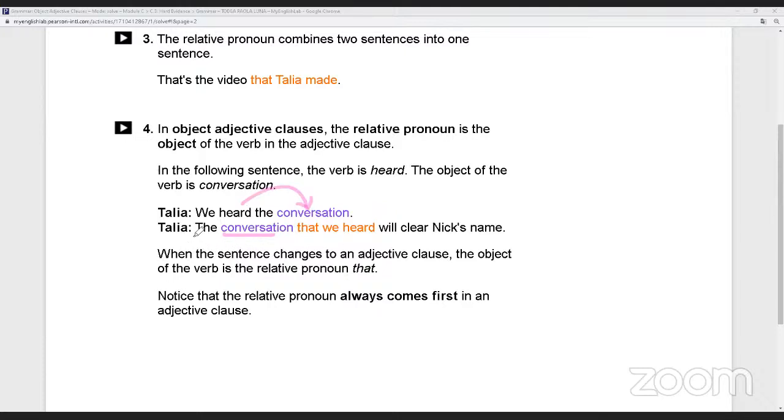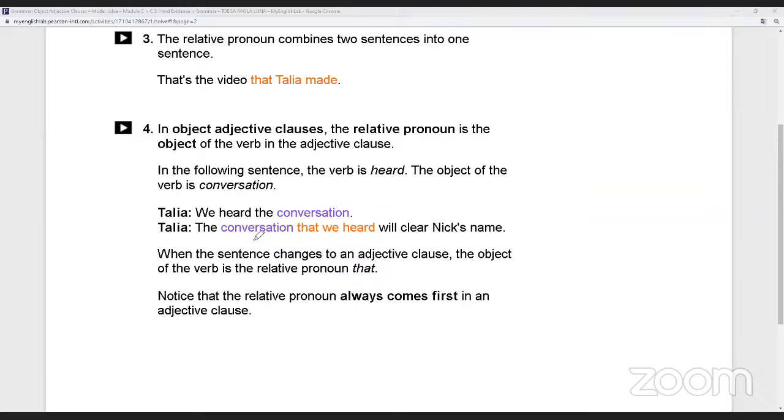In this other case, in the adjective clause, we're changing the sentence to an adjective clause. The object of the verb is that, okay? This is your object. The conversation, what? The conversation, what? That, so then you have the object of your sentence, okay? So it's different. So when you're going to give more information about something, about the object, then you have to change it into an adjective clause.